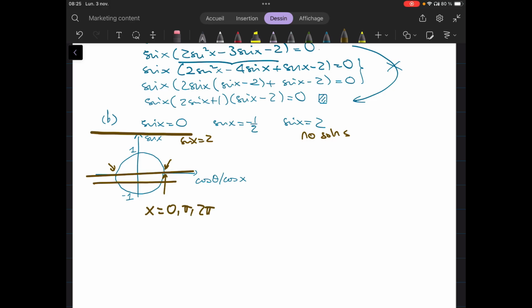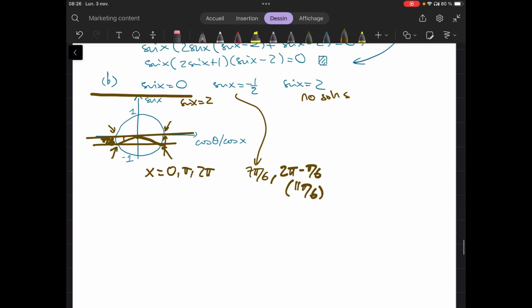Sine of x equals negative a half intersects the unit circle twice. One time over here, second time over there. So this angle here is pi by 6. Therefore, the first solution is going to be 7 pi by 6. And the second solution by symmetry has to be 2 pi minus pi by 6, or 11 pi by 6. Therefore, the 5 solutions we have are 0, pi, 7 pi by 6, 11 pi by 6, 2 pi.